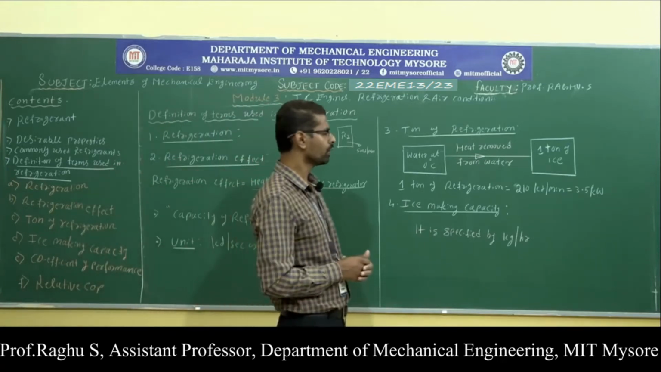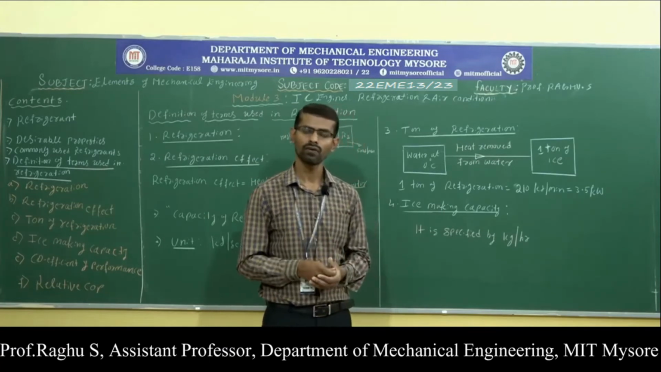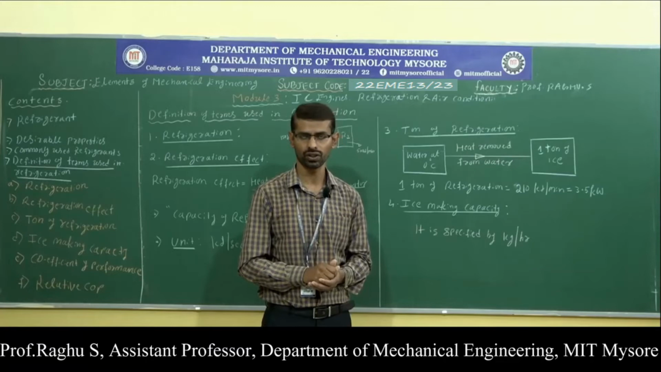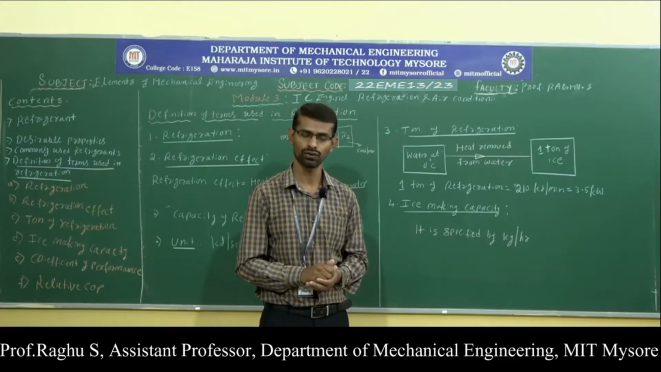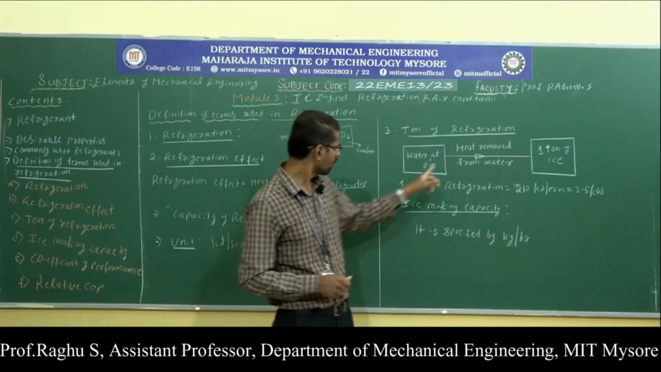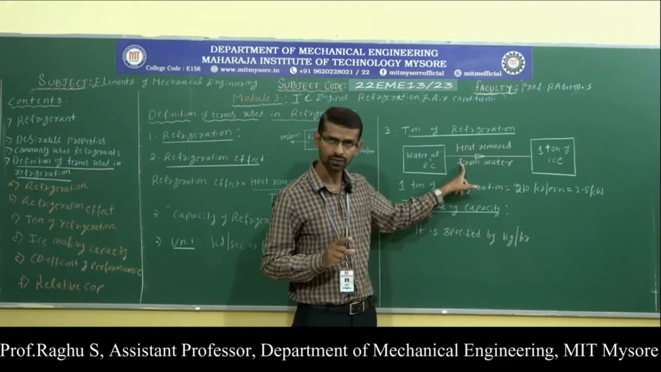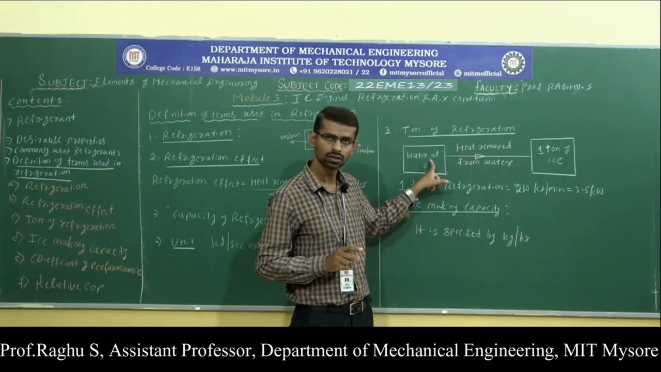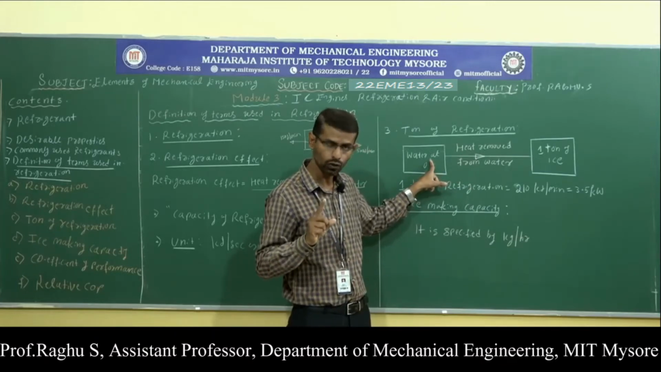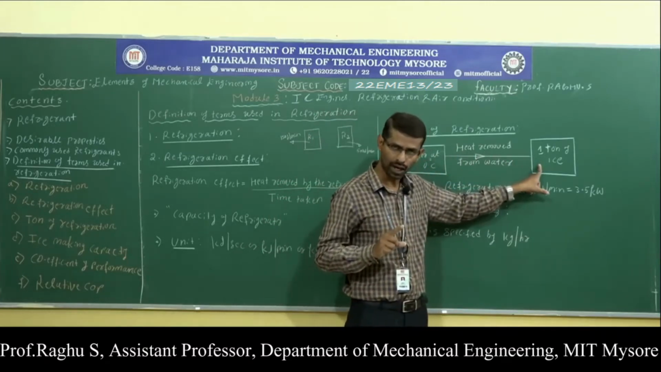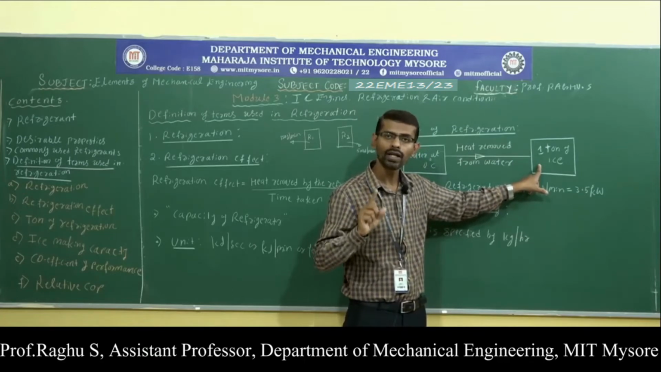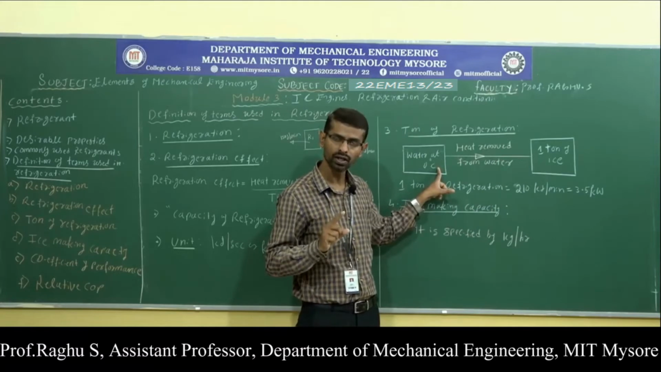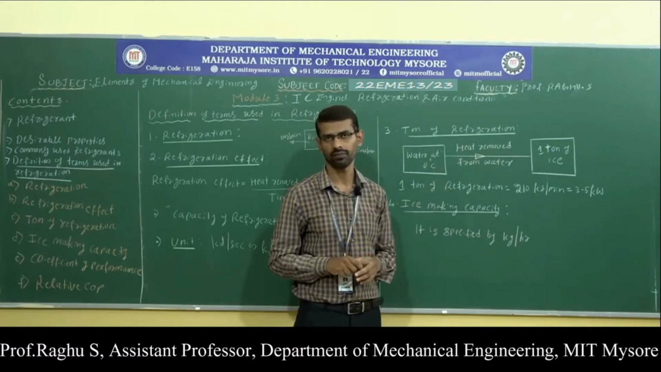The next one, ton of refrigeration. So, ton of refrigeration is used as a unit of refrigeration. The ton of refrigeration is defined as the heat removed from water in order to produce 1 ton of ice in 24 hours when the initial temperature of water is at 0 degrees centigrade.